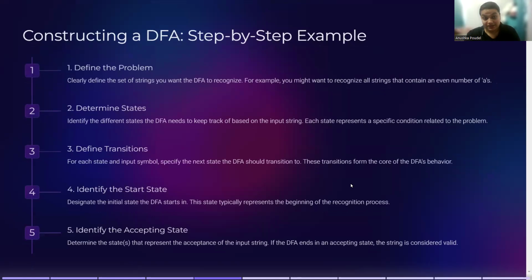Now, what are the step-by-step rules for constructing a DFA? First one is to define the problem. That is, clearly define the set of strings you want the DFA to recognize. Suppose the string is AABB, make sure you know what it is. Suppose the rule is it should start with A and end with B. It can be AB, AABB, ABBA, ABBB. So these are the possible strings. Out of that, you can take one and define the DFA. So in order to do so, you need to be able to define the DFA.